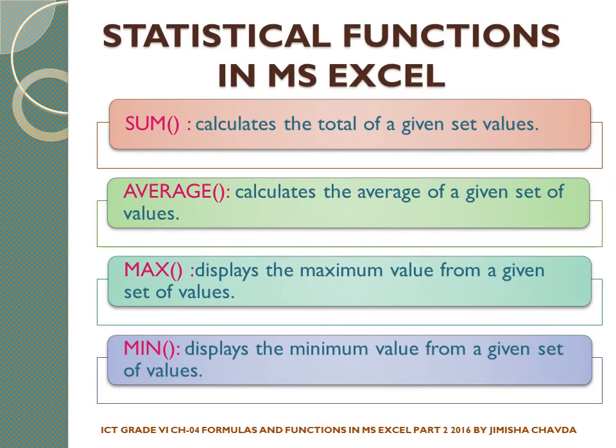Statistical functions in Microsoft Excel. There are predefined functions in Microsoft Excel which are as follows. Sum. This function calculates the total of a given set of values. Average. This function calculates the average of a given set of values. Max. This function displays the maximum value from a given set of values. And Min. This function displays the minimum value from a given set of values.